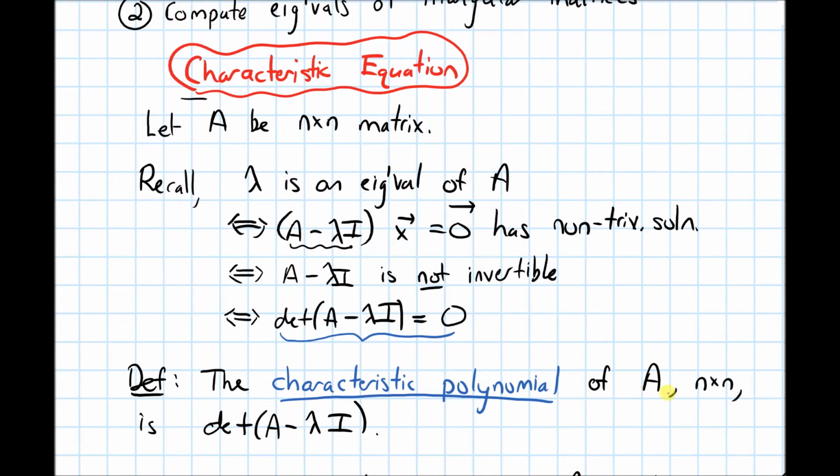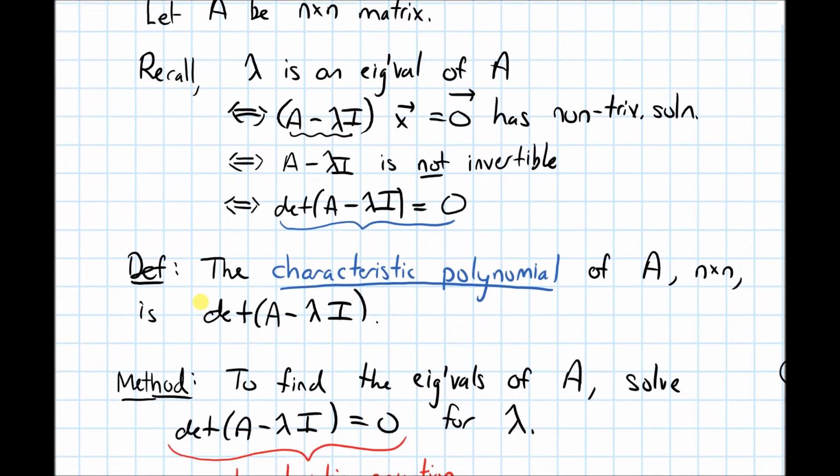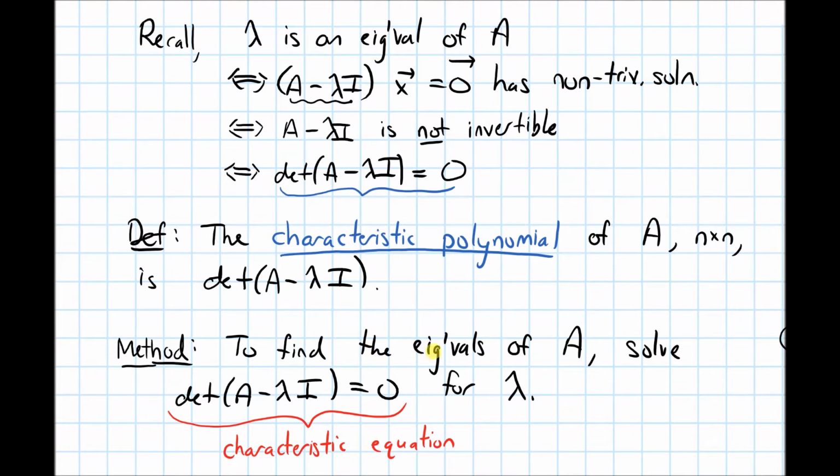So the characteristic polynomial of a matrix is the determinant of A minus lambda I. So this is the determinant that's showing up on the left-hand side of this equation. So our method to find eigenvalues is we are going to solve this determinant equation, the determinant of A minus lambda I equals 0, for lambda. And this equation is called the characteristic equation. So the characteristic equation has the characteristic polynomial, this determinant, on the left-hand side, and then it's got 0 on the right-hand side. So we're solving this equation for lambda. So let's do an example.